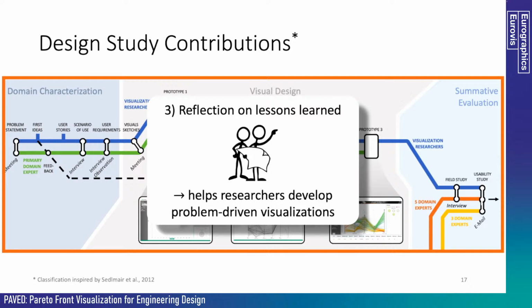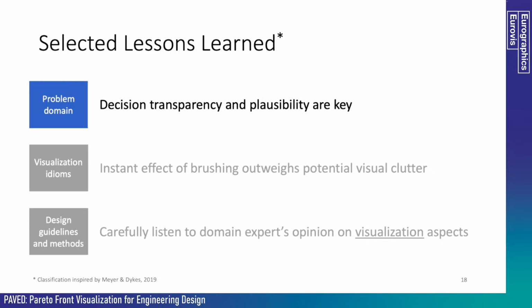Finally, we will reflect on our lessons learned, by which we aim to relate our design study to the larger area of problem-driven visualization. So, for the problem domain, we learned that transparency is key. For motor designers, it might have a particularly high priority because their customers actually pay for their decisions, and they should only need to pay for something they can understand.